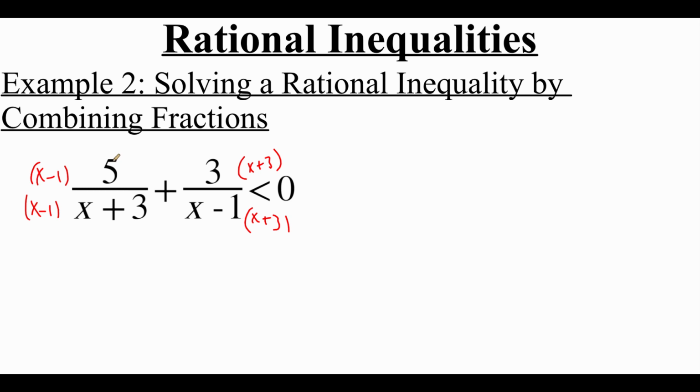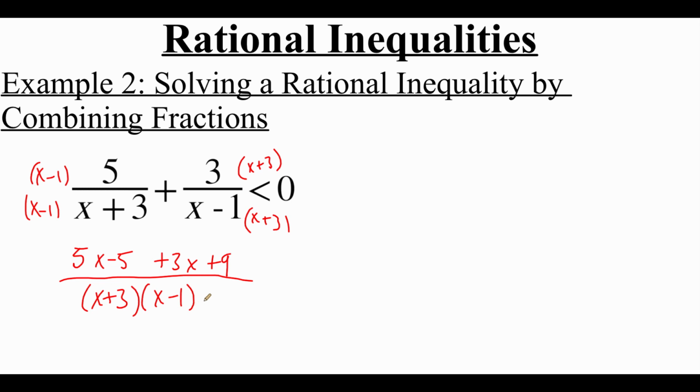Now, across the top, if I distribute this 5, then I'm going to get 5x minus 5. And on the right-hand side, if I distribute the 3, I'm going to get plus 3x plus 9. Now, on bottom, when we take this x minus 1 and this x plus 3, we could FOIL that out and multiply that together, or we could just leave those written out as separate factors. That's fine as well. So I'm going to leave it as x plus 3 times x minus 1. And this is still less than 0.